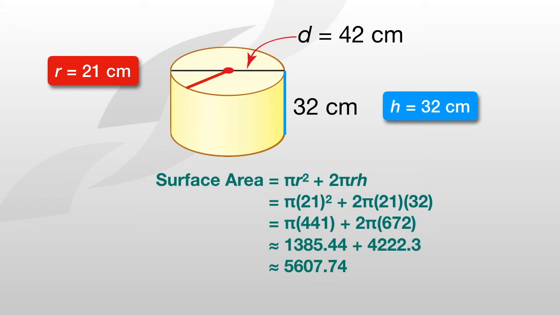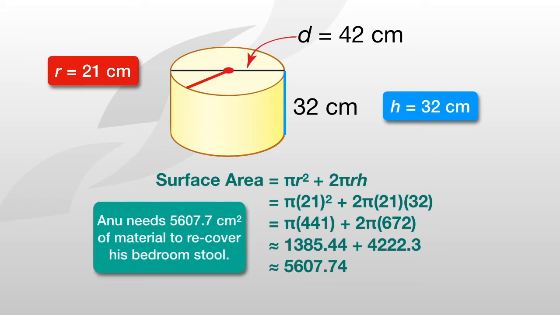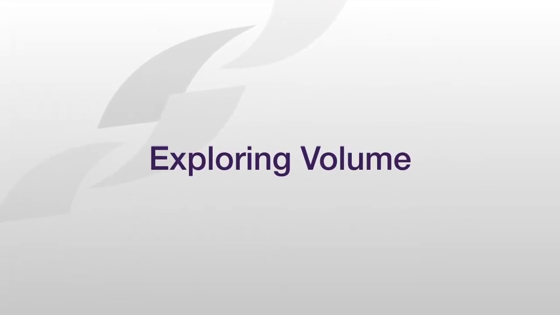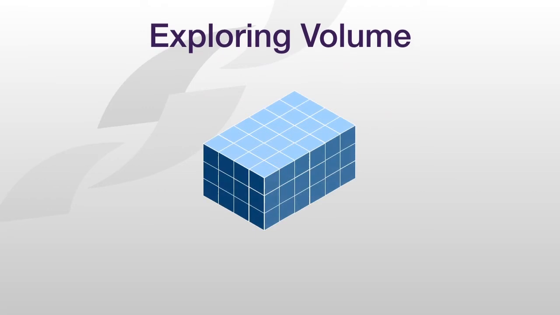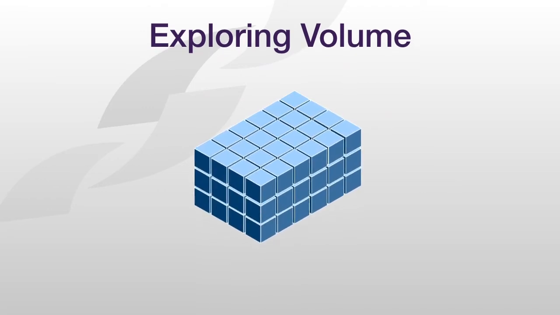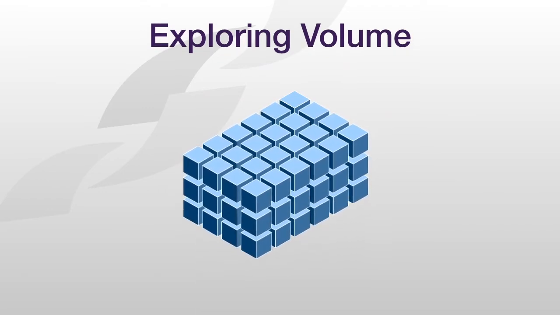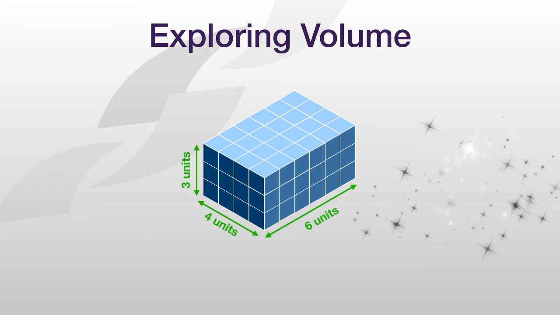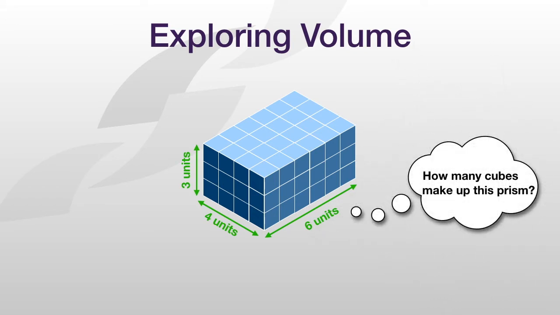We calculated that Anu needs 5,607.7 centimeters squared of material to cover his bedroom stool. Next, we will explore volume. Recall that volume tells us how many cubic units an object occupies. Recall also the dimensions of this prism. With this information, can you figure out how many cubes in total make up this prism?